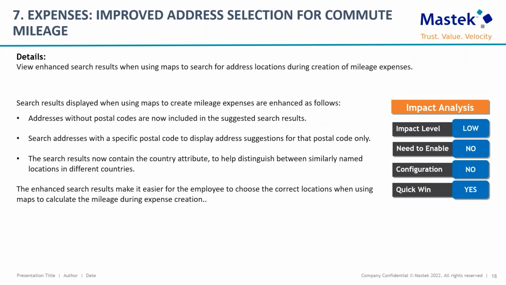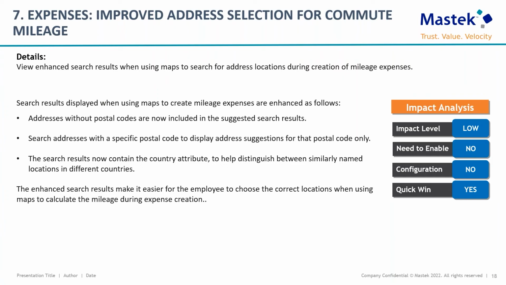Moving on, the next update that we have is in the expenses module again, which is improved address selection for commute mileage. So we all know that we can select addresses for mileage expenses with the help of Oracle Map. With this enhancement, for the search results while using the map to search for address locations and submitting the mileage expenses, Oracle has included certain enhancements like the addresses without postal codes would also be included now.